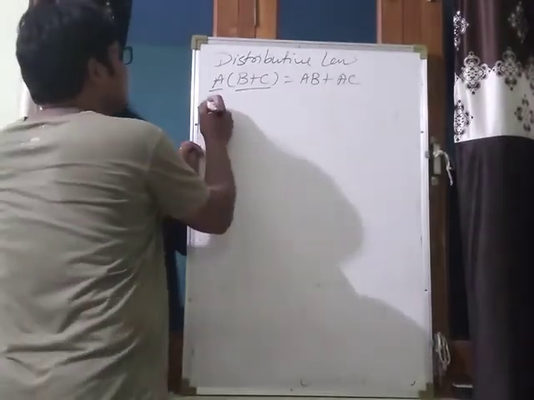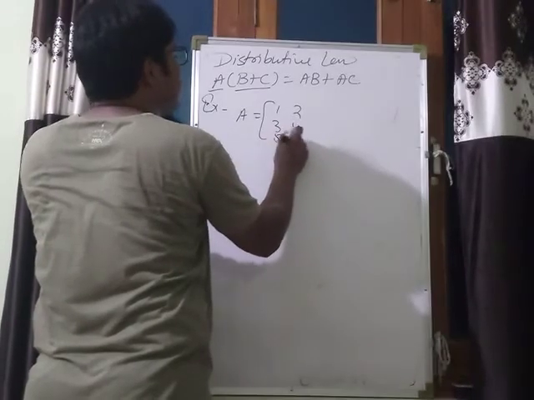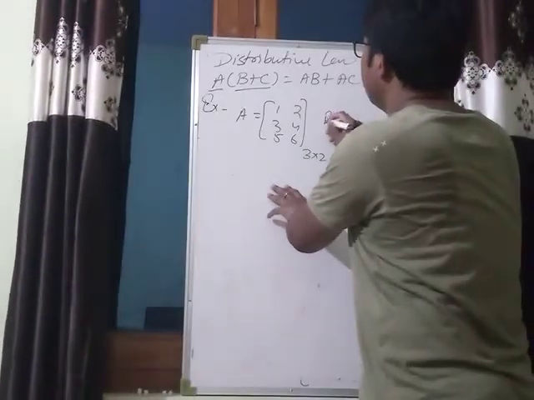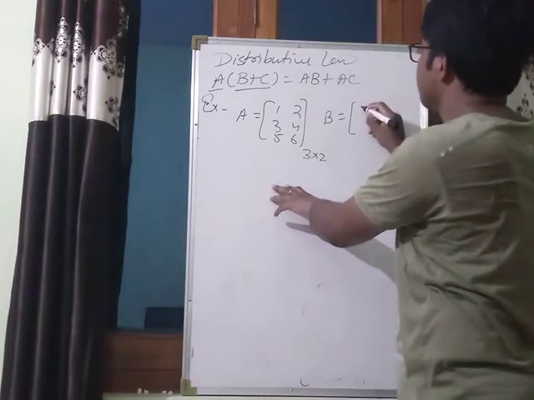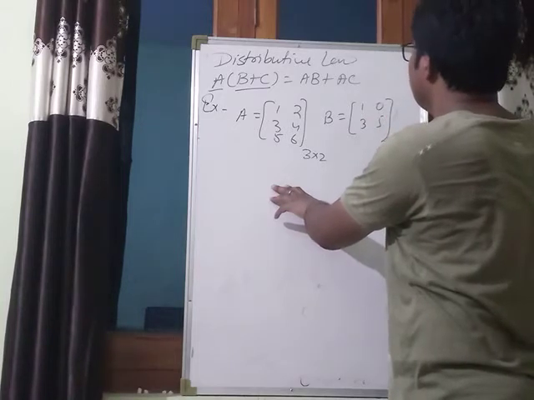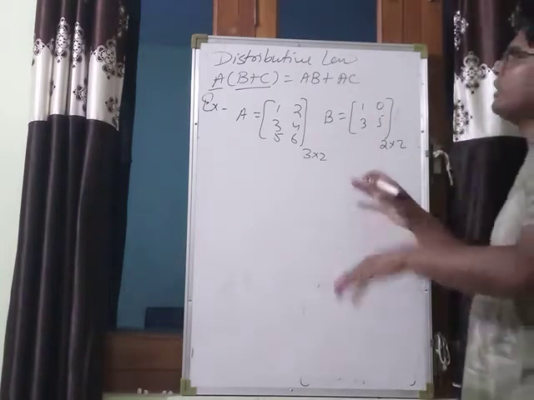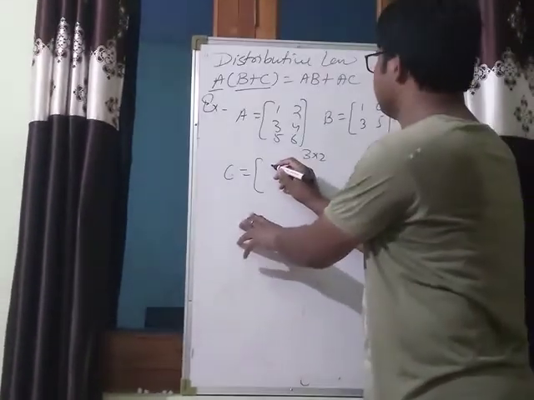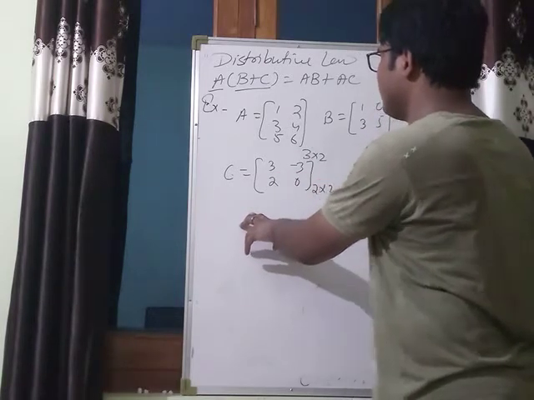Okay. So consider an example for verification. A is equal to 1, 2, 3, 4, 5, 6. That is of order 3 by 2. Now consider B, this is 1, 0, 3, 5. This is 2 by 2. Clearly C must also be of order 2 by 2 because we have to find B plus C. So consider C: 3, minus 3, 2, 0. This is also of order 2 by 2.